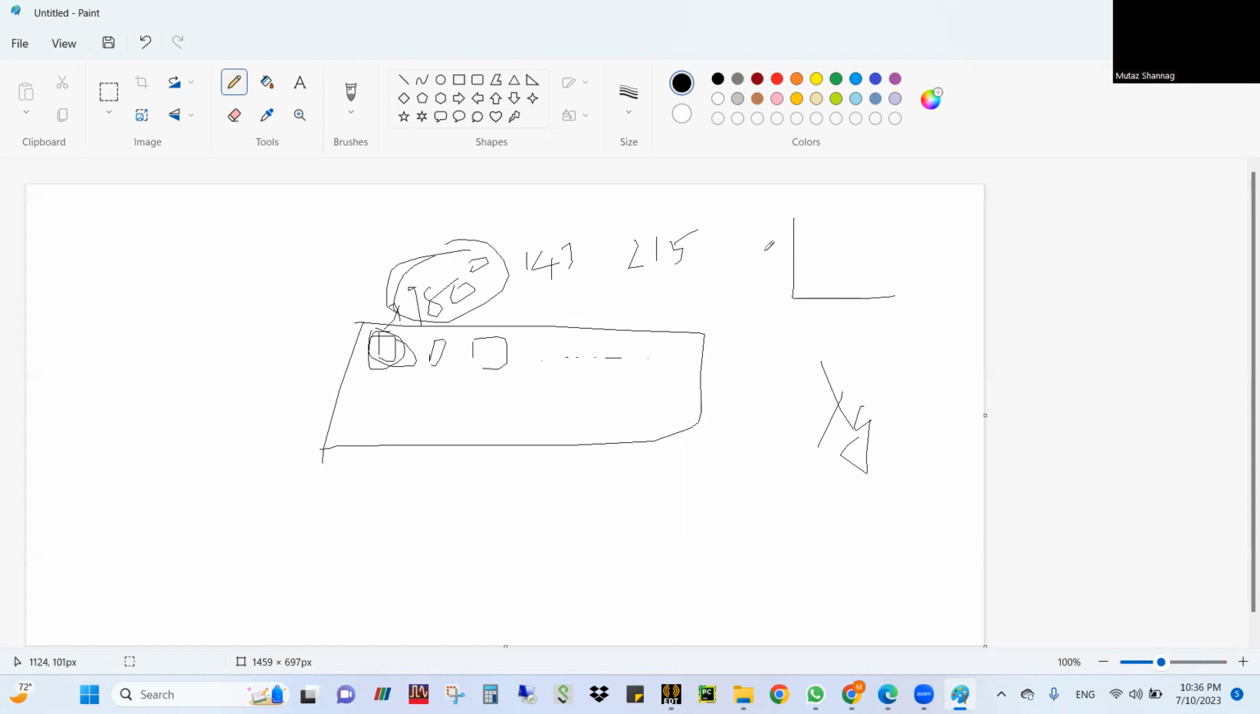So the moment you move out of the design frequency, there is an offset, right? For example, it cannot be 180 degrees, it will be something like minus 147 to 215. So this is the range.